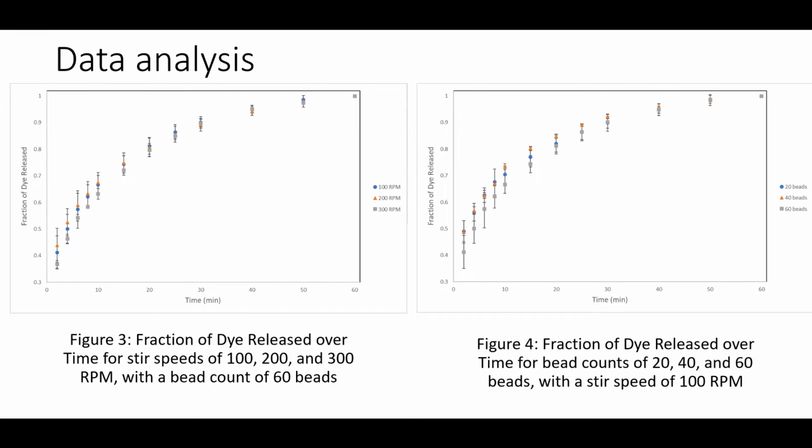Using the calibration curve and the density, the absorbance values over time were converted into mass values over time. The fraction of the dye release was calculated by dividing the mass at a given time by the mass after an hour. The graphs of the fraction of dye release over time for each variable are shown here. These graphs give us a better idea of how the variables affect the diffusion of the dye.